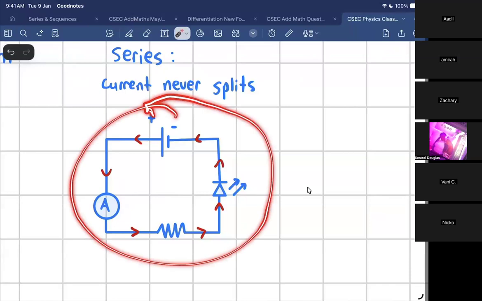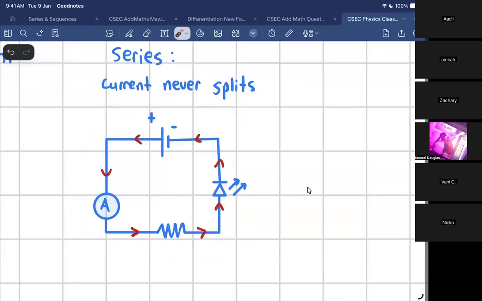And the current, see the little red arrows there, right? Tracing down the current, it never splits. Now, if the current never splits and the same current is flowing through each component, you say that the components are in what? You tell me. The components are in what? Do you know? No.